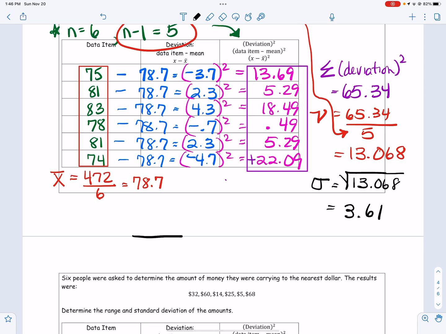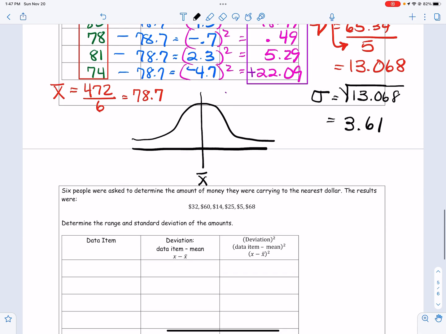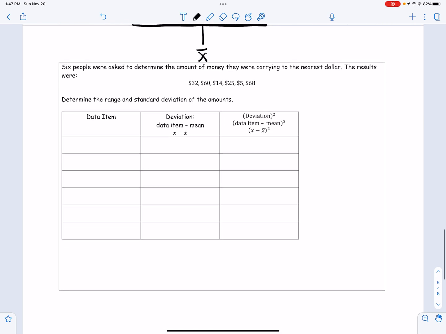3.61. So just to give you a visual, if you've ever seen a bell curve, okay, the mean is right in the middle, and that standard deviation is going to say plus or minus, up or down, 3.6 inches from the mean. So the majority of the points are going to fall within a little over 3.5 inches from the mean of 78.7, okay? All right, so let's start this next one.